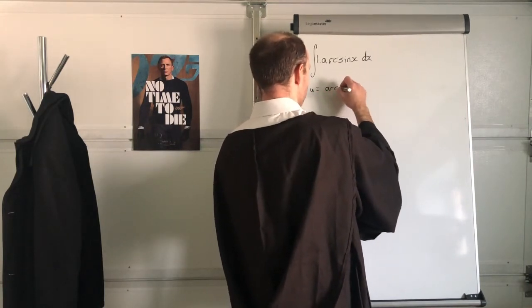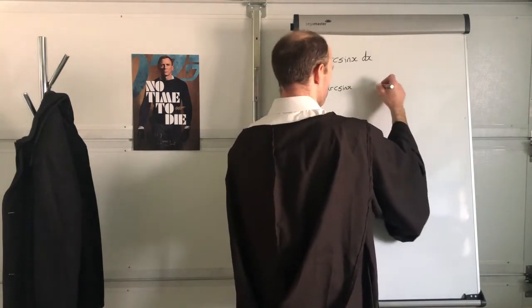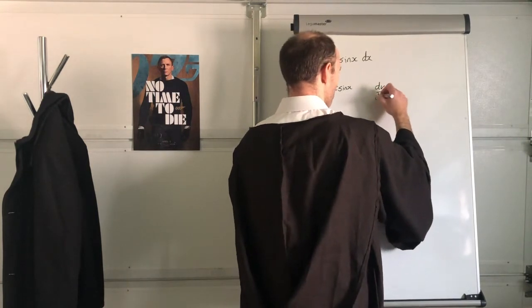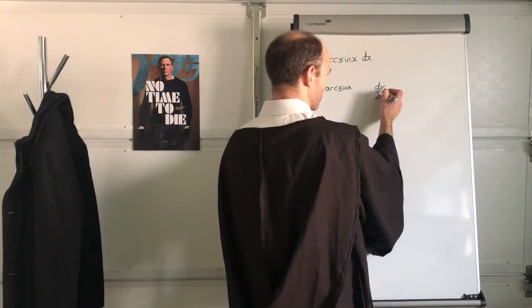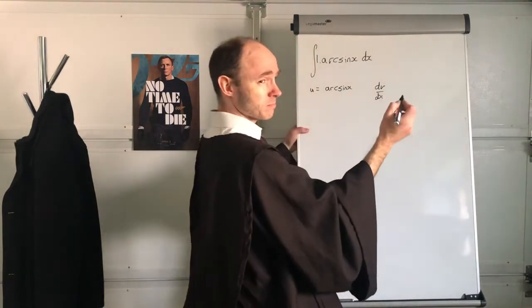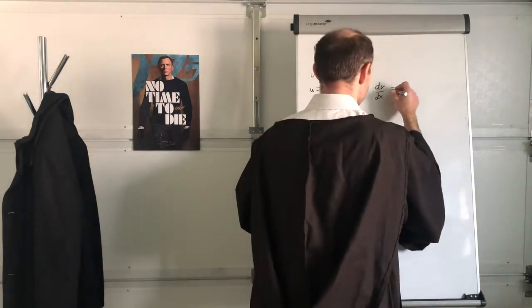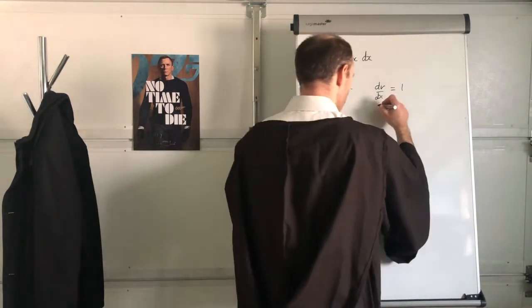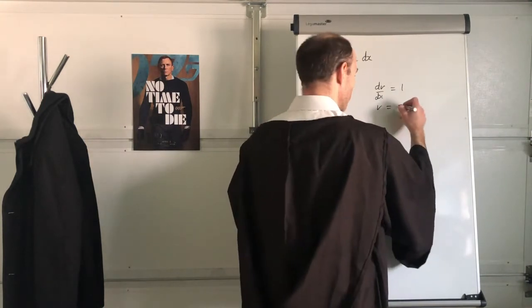U equals arcsine x. Why do I want u to be arcsine x? Because it would be ridiculous to have dv dx as arcsine x, if you think about it. So that would be just 1. So let's just do this one first, because let's face it, that's easier.